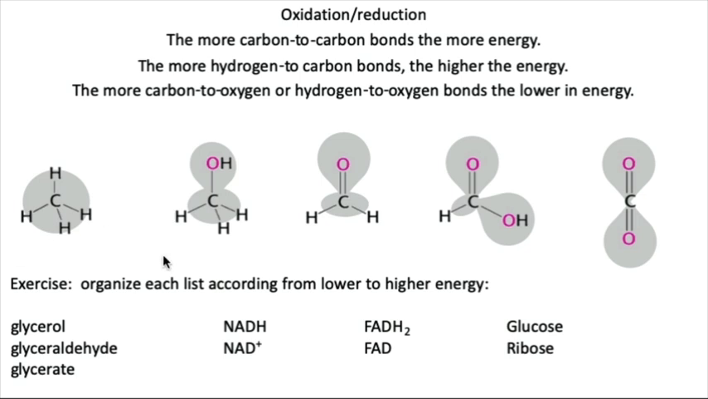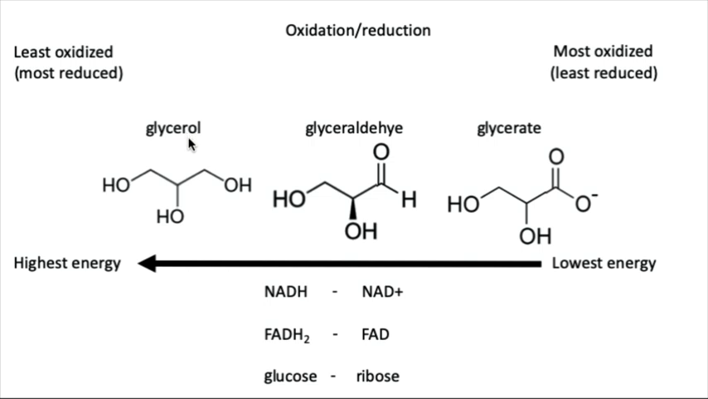Can you organize glycerol, glyceraldehyde, glycerate in order of increasing oxidation, increasing energy, NADH, NAD+, FADH2, FAD, and even glucose and ribose? It is in your interest to answer that question, but I do need to move on. So glycerol gets oxidized by forming an aldehyde group, which gets oxidized to form glycerate.